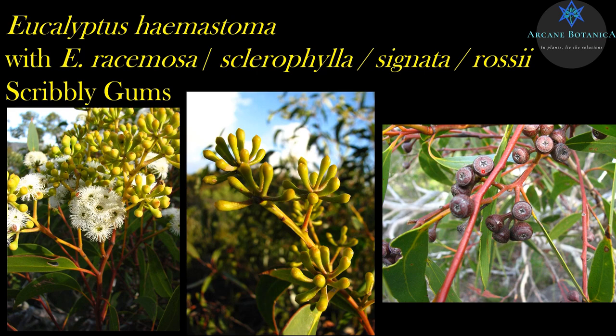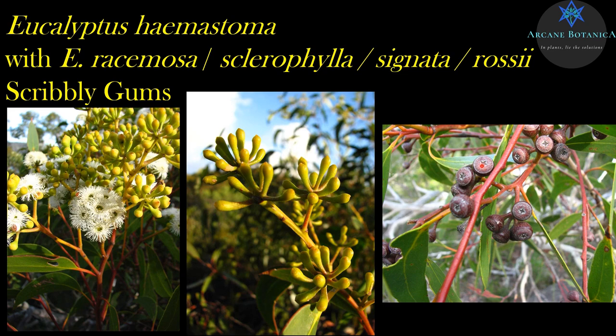And haemastoma relates to things like haemoglobin in our blood. It means red mouth or red opening. That's pretty much what it means. And it's referring to this red disc here on the fruit. The valves are going to open, and it's got this beautiful red disc. So that's what we mean by haemastoma. But of course, the other scribbly gums have that as well, but they're a lot smaller.